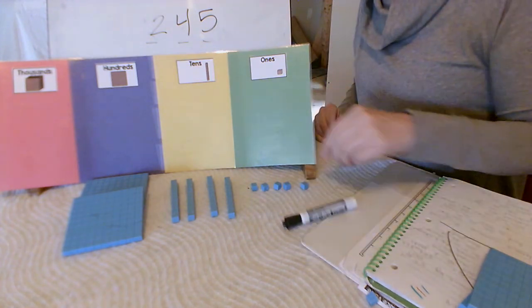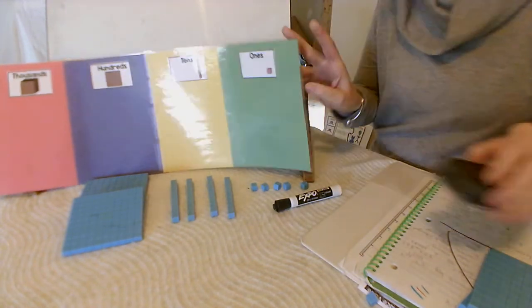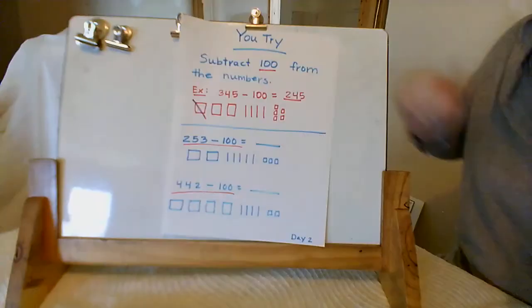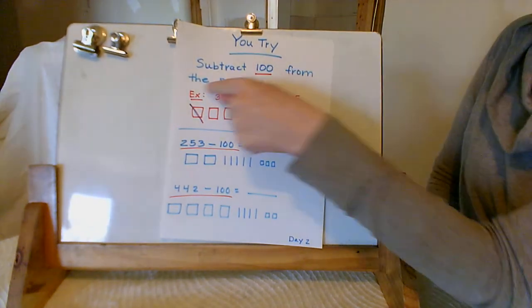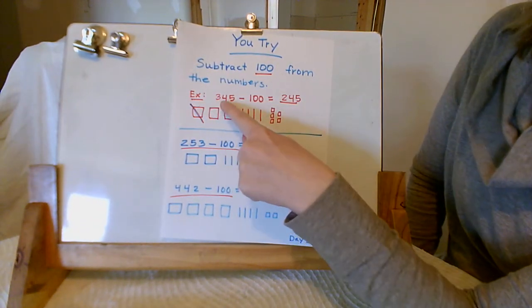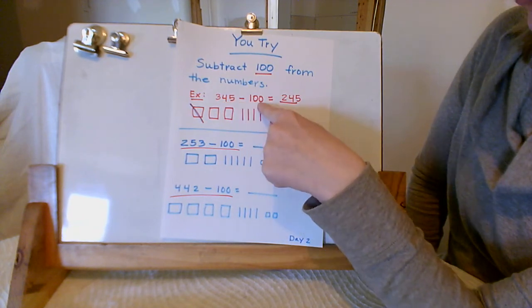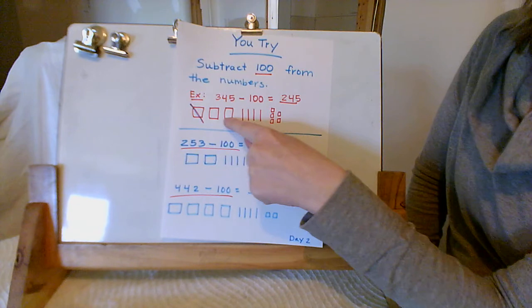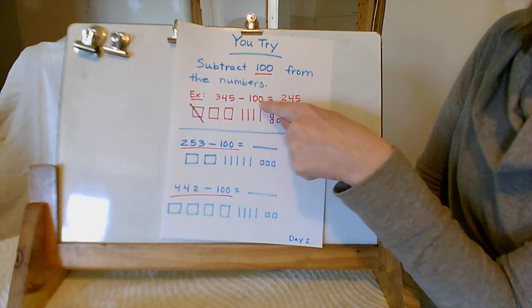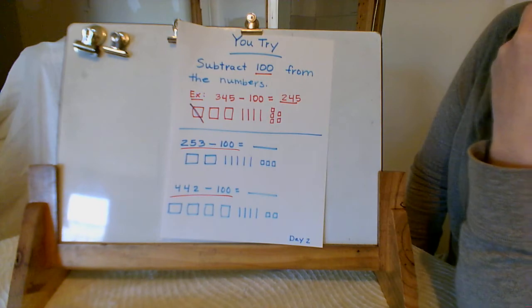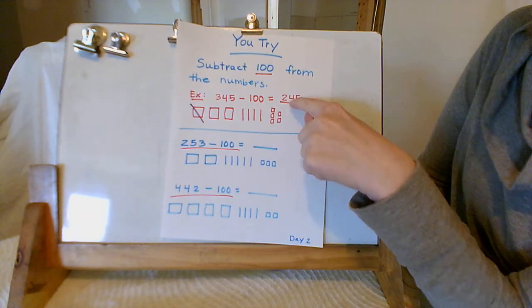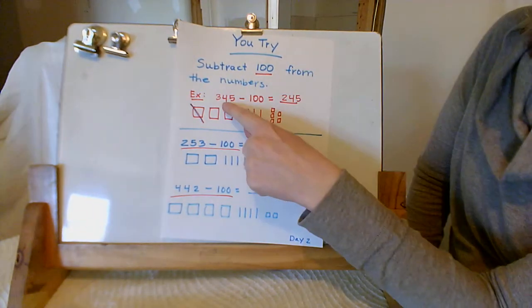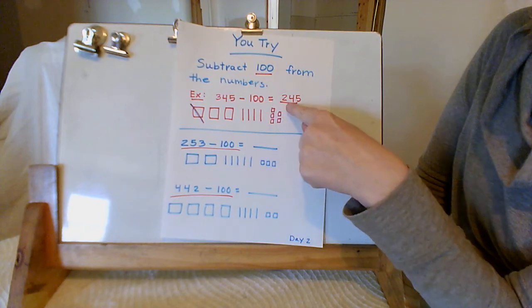Okay, now it's going to be your turn to try this. So here is your homework. It says, you try, subtract 100 from the numbers. So I gave you an example, 345 minus 100. So I drew 345, and when I subtracted 100, I crossed one out. How many are left? I have 2 hundreds, 4 tens, and 5 ones. So 345 minus 100 equals 245.